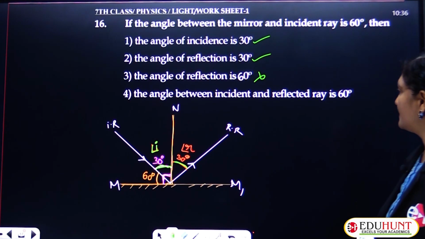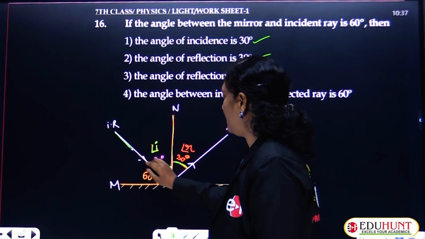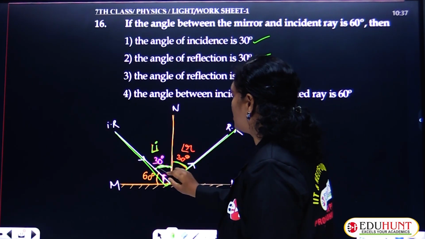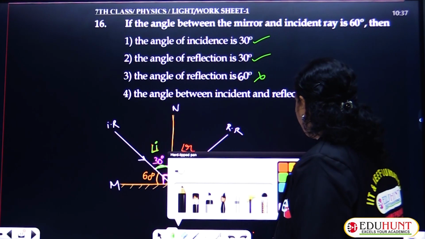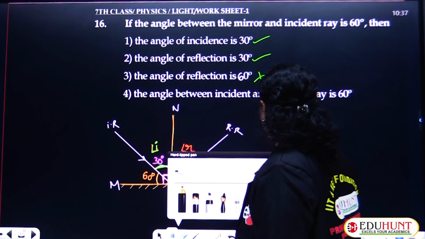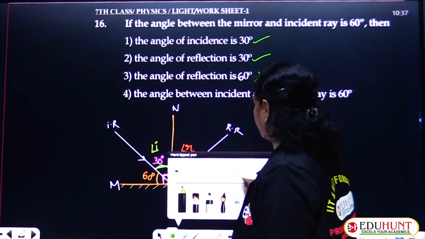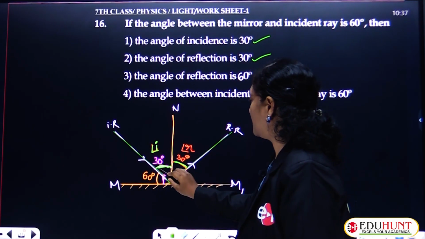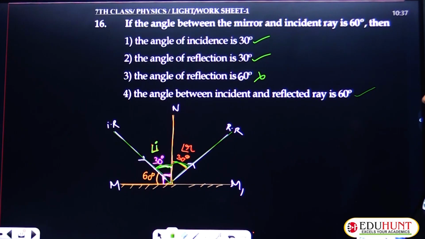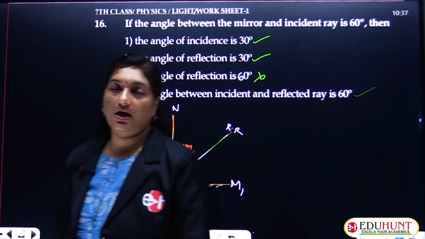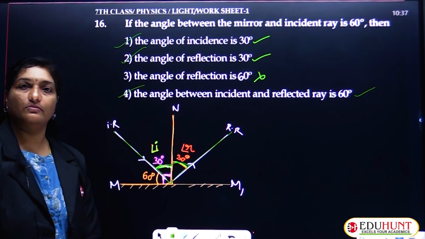And finally, they are also asking for the angle between the incident ray and reflected ray. This is your incident ray and here is your reflected ray. So, what is the total angle, children? From here to here, the total angle is 30 plus 30. It is found to be 60 degrees, and hence the fourth option is also true. Hence, we observed 3 correct options. What were they? The first option, second option and fourth option are found to be true.